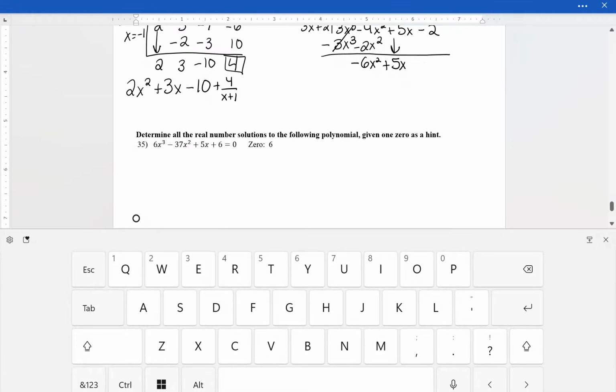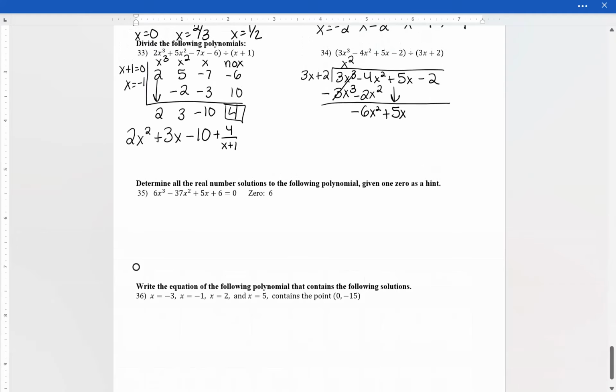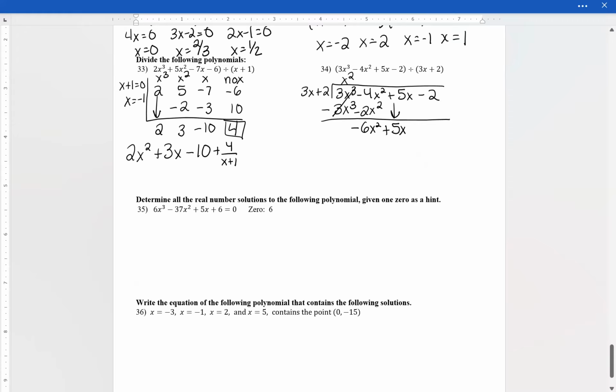So now we ask ourselves again, something times 3x gives me negative 2x squared. That would be negative 2x, right? Negative 2x times 3x is negative 6x squared. Negative 2x times 2 is a negative 4x. Don't forget to change those signs. Let's drop the negative 2. And again, we keep going.